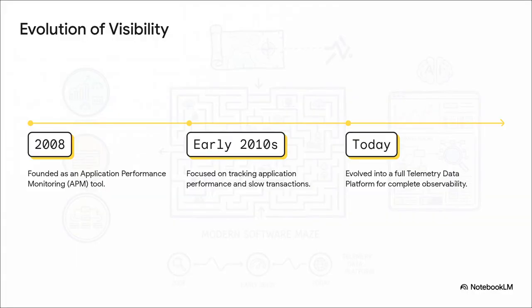And you know, they've been at this for a while. New Relic actually started way back in 2008, purely as what's called an APM tool, Application Performance Monitoring. It was fantastic for finding slow bits of code in those simpler, older apps. But as that software maze got bigger and crazier, they had to evolve too. They transformed into a full-blown telemetry data platform, one that's built to observe, well, everything.